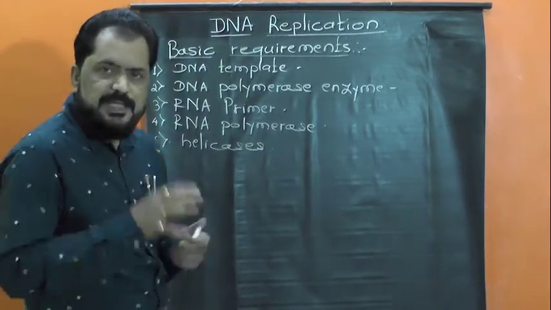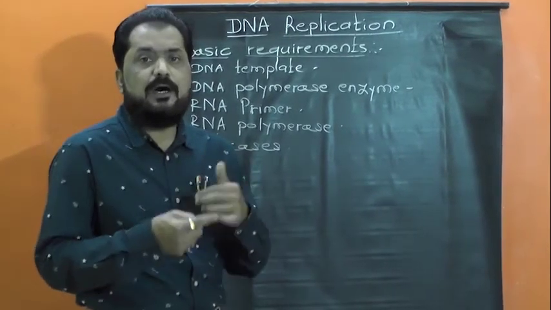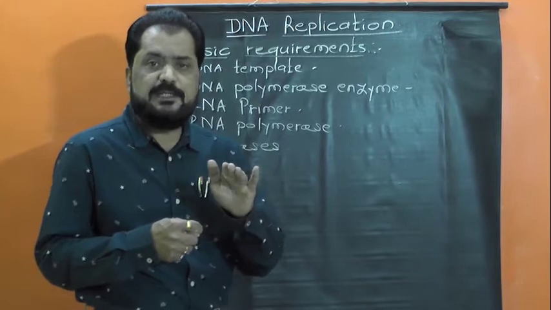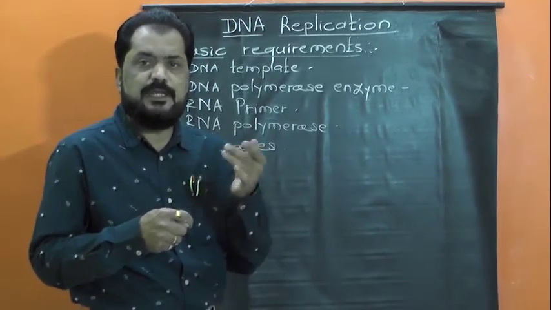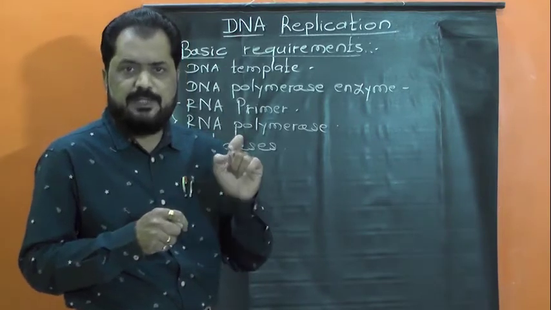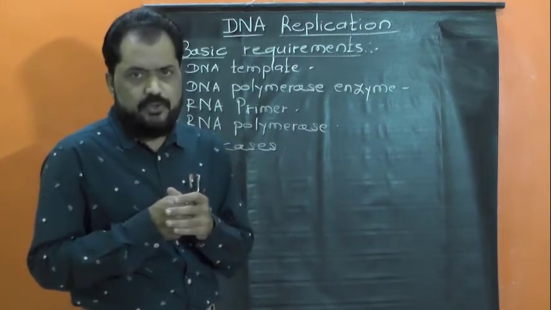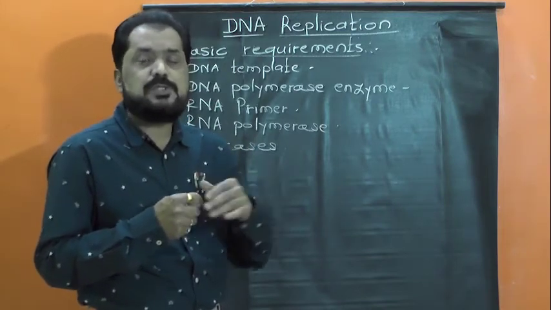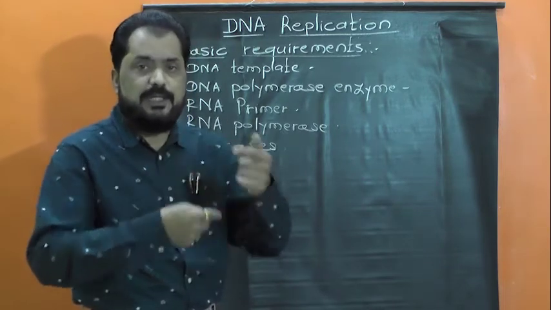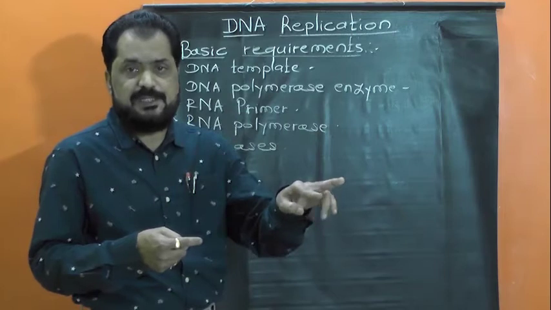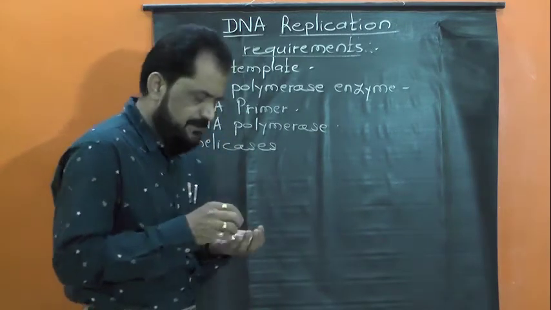Next enzyme is helicase. This enzyme is necessary for the unwinding or uncoiling of DNA double helix. We know that DNA molecule is made up of two strands which are coiled around each other. So, for the process of replication, initially the unwinding, uncoiling of those two strands is necessary, and it is brought about with the help of enzyme helicases.